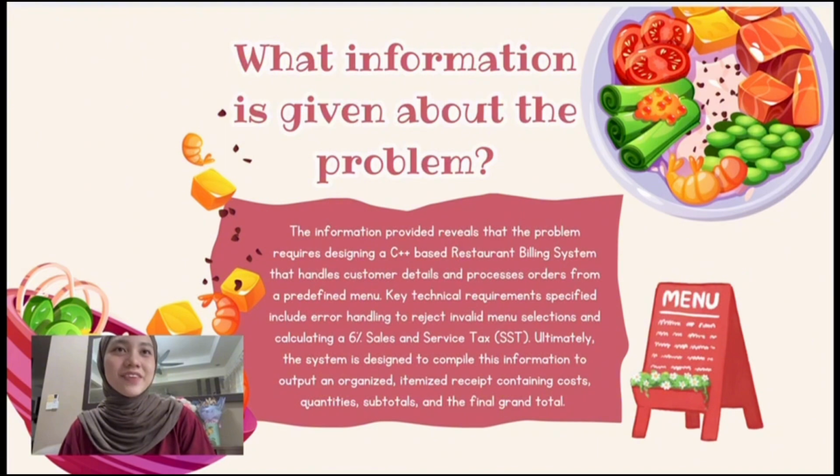What information is given about the problem? The information provided reveals that the problem requires designing a C++-based restaurant billing system that handles customer details and processes orders from a predefined menu. Key technical requirements specified include error handling to reject invalid menu selections and calculating a 6% sales and service tax, SST. Ultimately, the system is designed to compile this information to output an organized, itemized receipt containing cost, quantities, subtotals, and the final grand total.